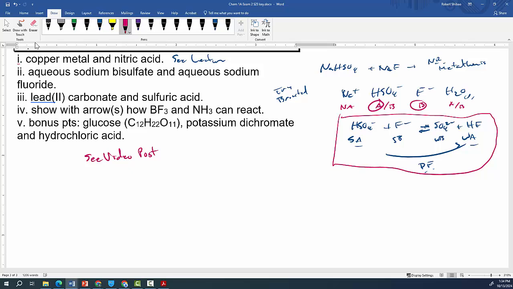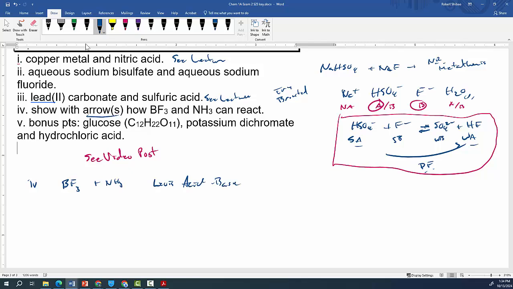All right. For number 3, lead(II) carbonate and sulfuric acid, we did this in class, so see lecture. For number 4, let's take a look at that, and that's going to be show with arrows. I haven't talked about this much. The reaction between BF3 and NH3. This is going to be a Lewis acid-base reaction.